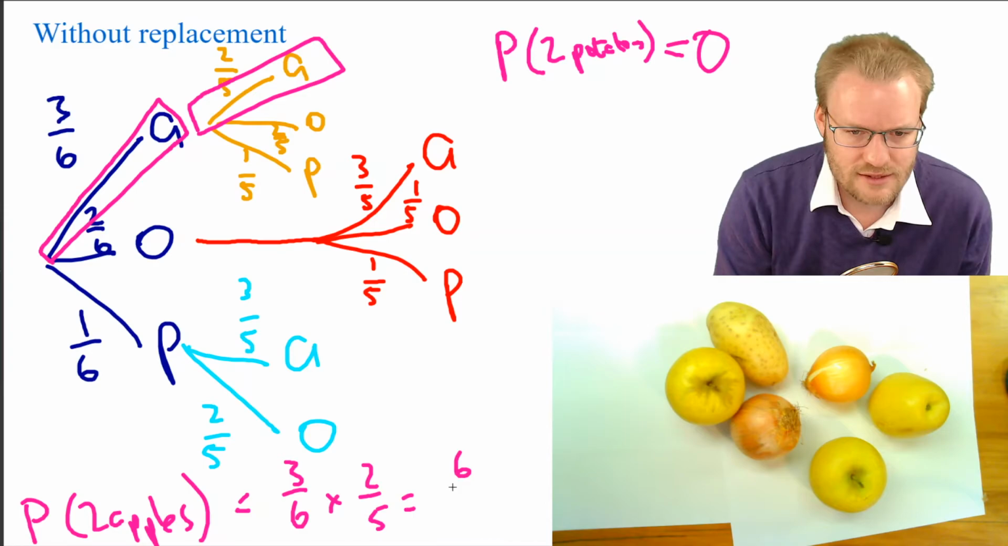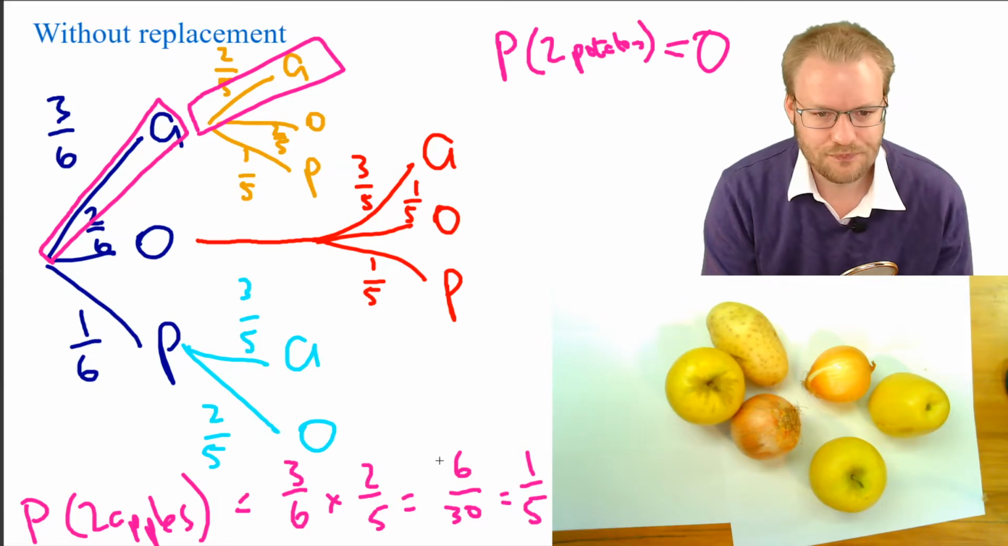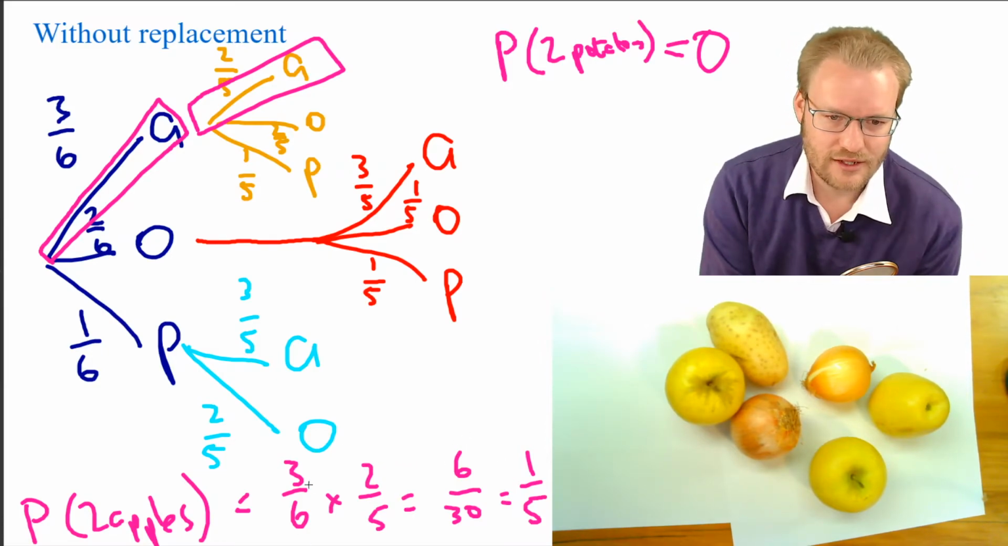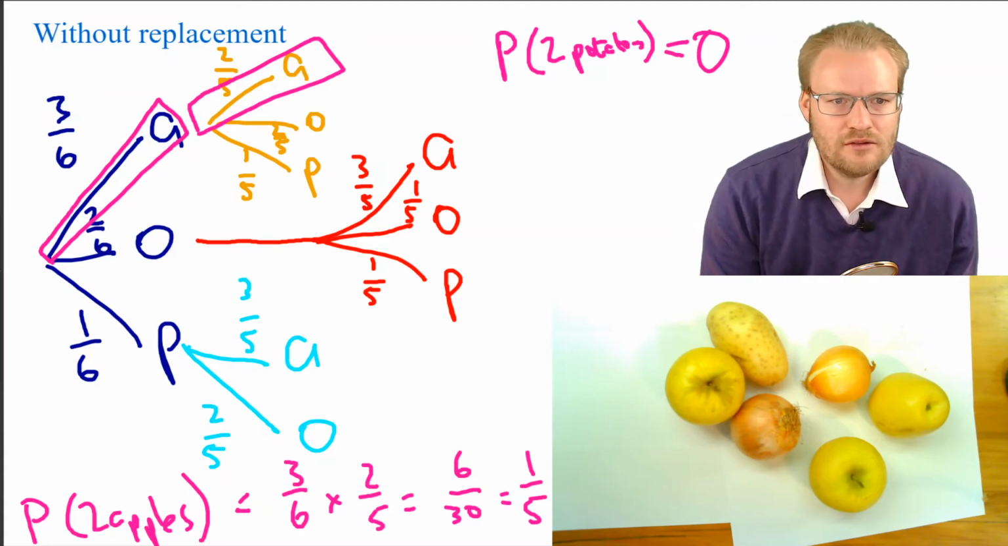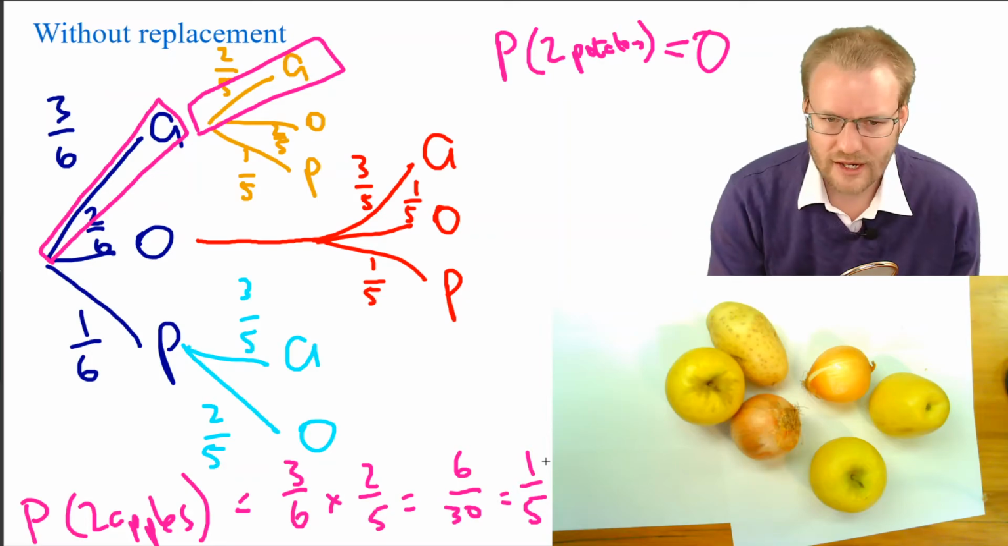Well, that's 6 out of 30, which, wow, does it really cancel that well? 3 times 2 is 6, 6 times 5 is 30, which is a fifth. Okay, so we've got a fifth. All right, that was a half. So a fifth chance of picking out, i.e. 20% chance of picking out 2 apples.